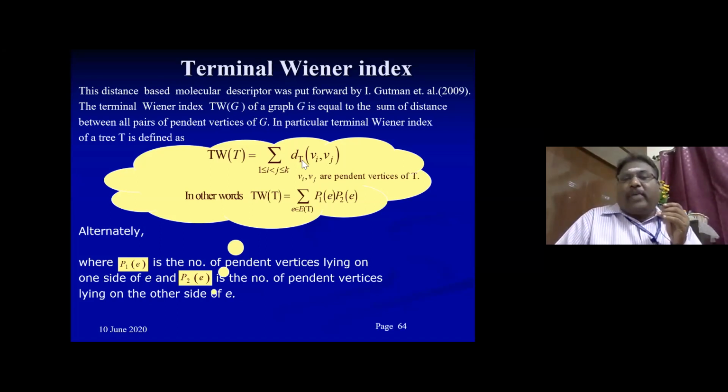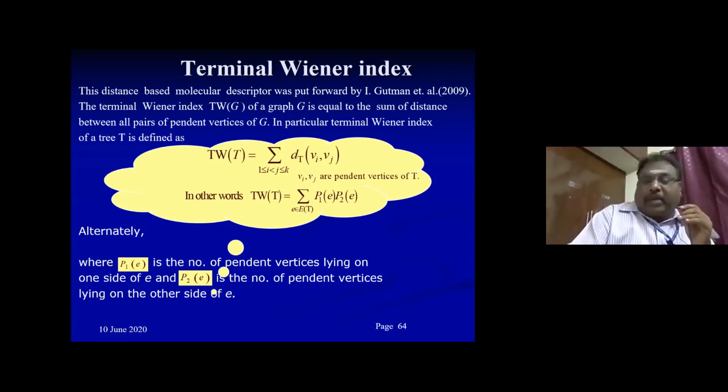Why always calculate the distances between all the vertices? You can also calculate the distance between only the pendant vertices. That is called the terminal Wiener index. The formula stands like this: distance between Vi and Vj, where Vi and Vj are pendant vertices. The other way is also using the path formula. This is an alternative. This idea gave plenty of applications in chemical graph theory. So I'll go to the next slide.